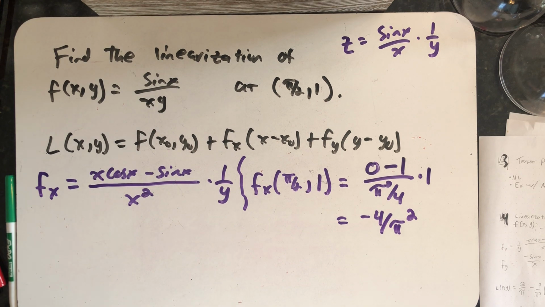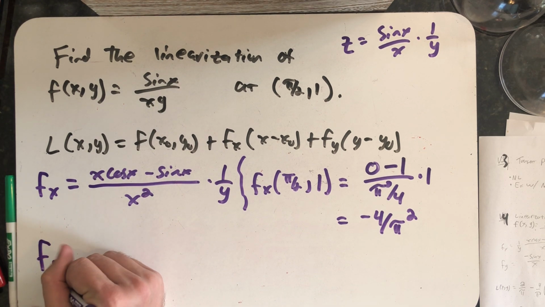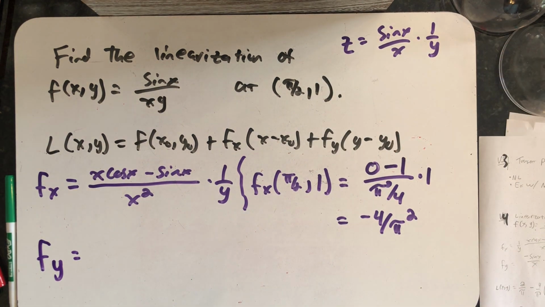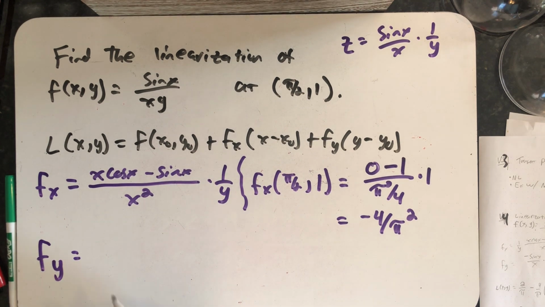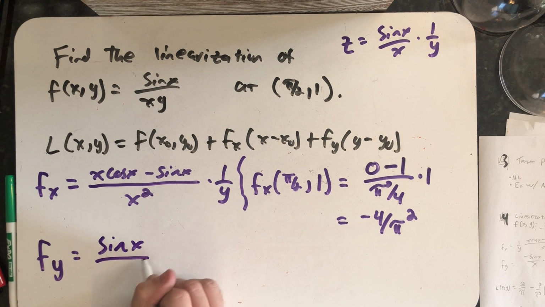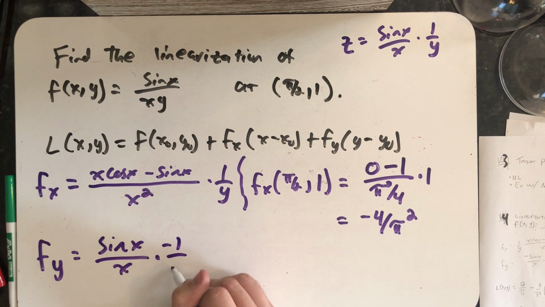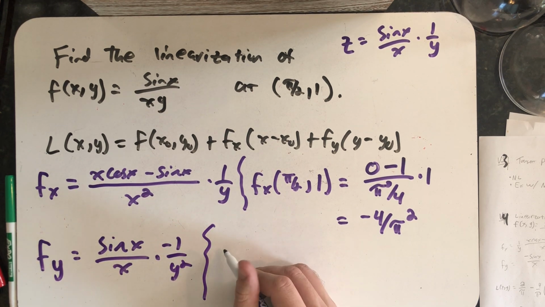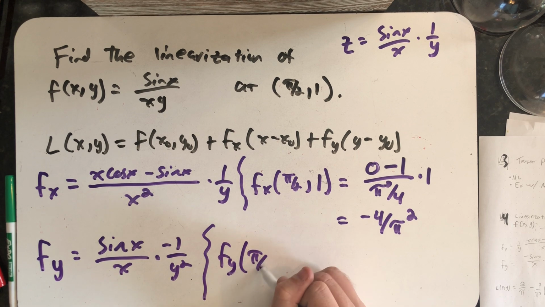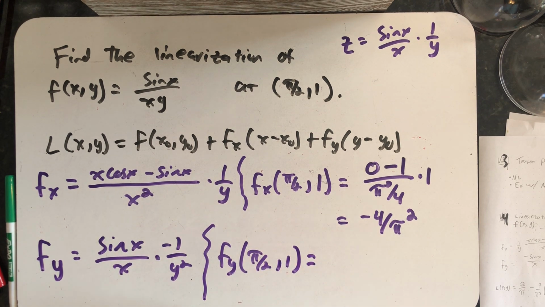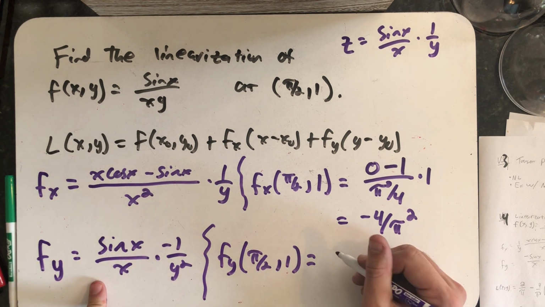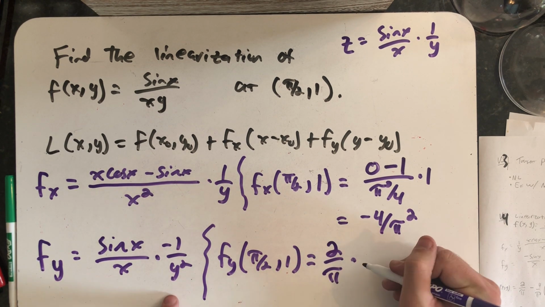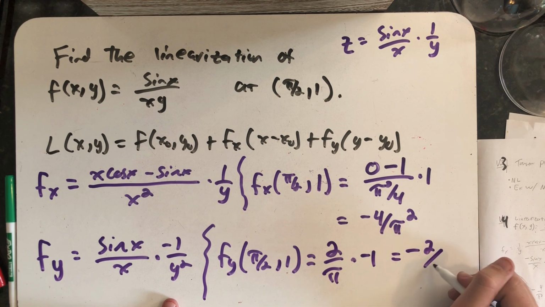Now I need a partial with respect to y. Having written it down like this is still the most convenient way to do it, because the sine of x over x is constant and I'm just differentiating 1 over y. Now I need to evaluate that partial at the point pi halves comma 1. Again, boring calculation here: sine of pi halves is 1, over pi halves is 2 over pi, times minus 1 over 1. So I end up with minus 2 over pi.